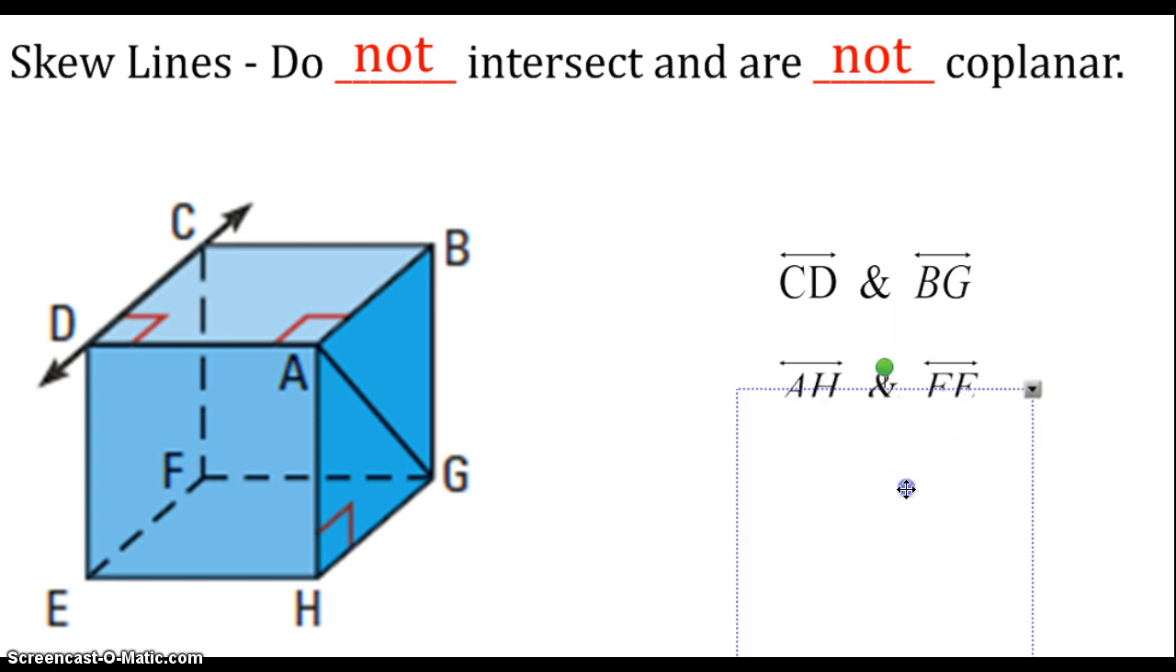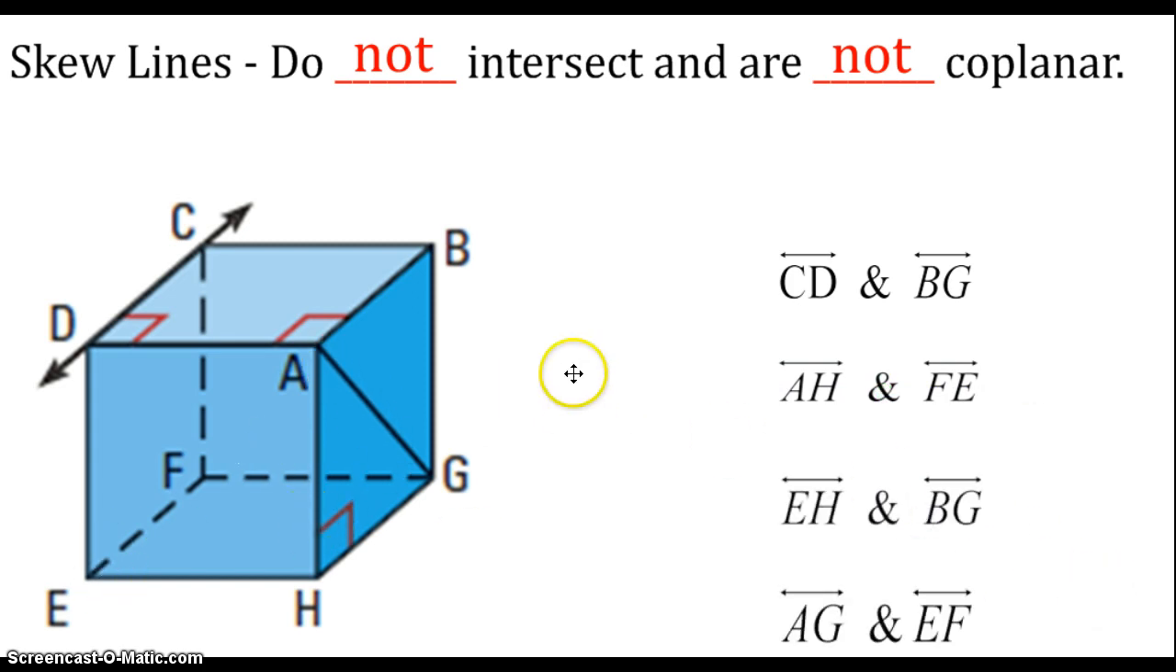Another example would be AH here and FE here. And the last two examples are EH and BG, and then AG, which is the one cutting across here, and EF. So any two lines that they can't be touching, they can't intersect, and they are not in the same plane.